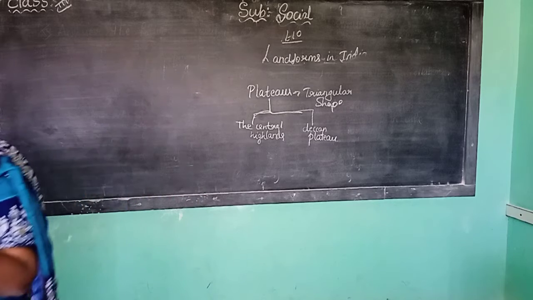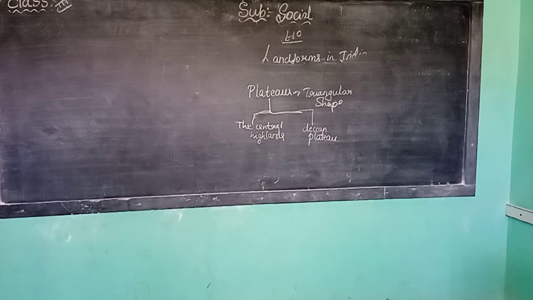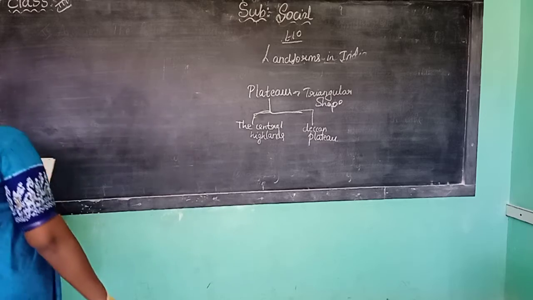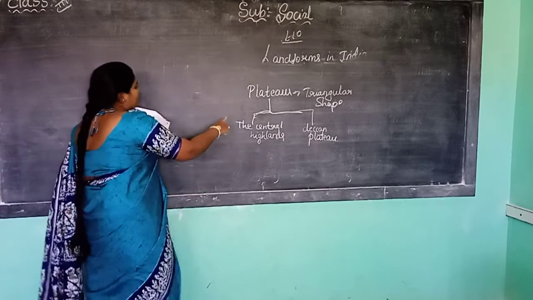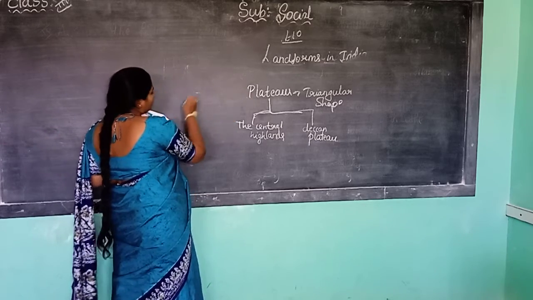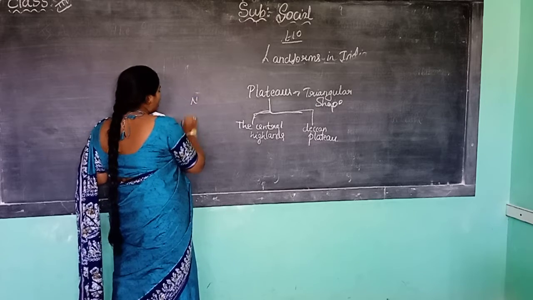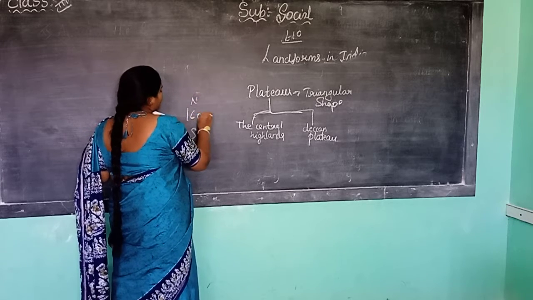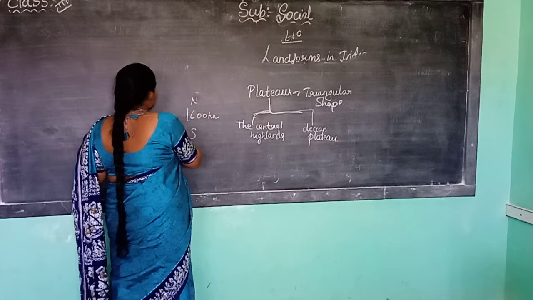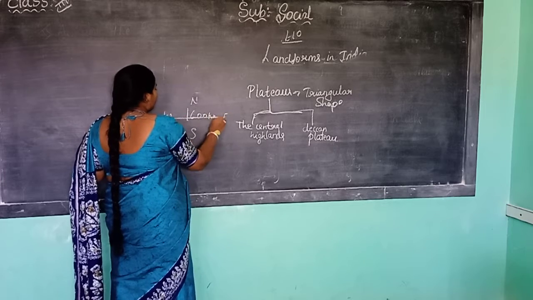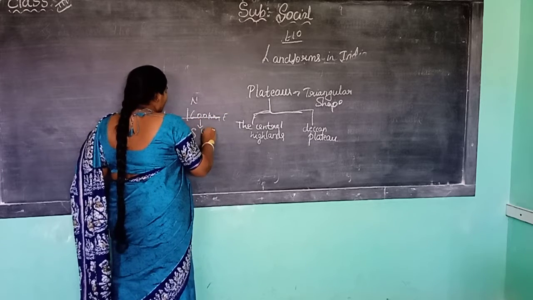The southern plateaus cover a large part of India. It is 1,600 km from north to south and 1,400 km from east to west. So these plateaus are in the southern part. From north to south, how much is it? 1,600 km, and from west to east it is 1,400 km.